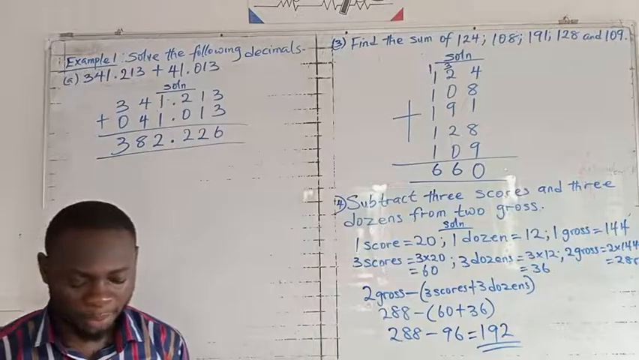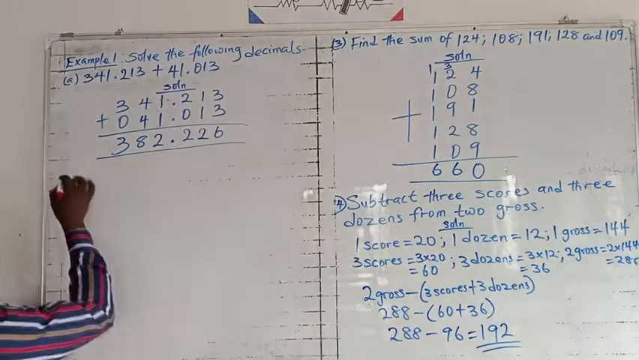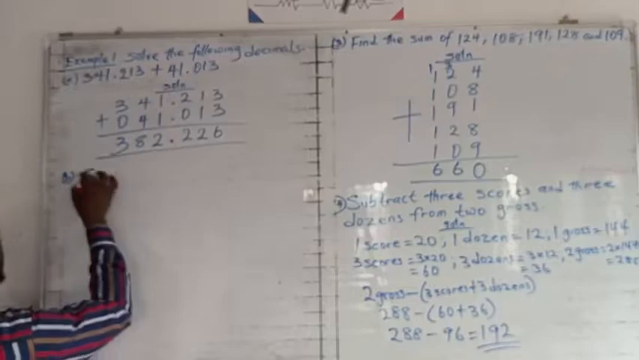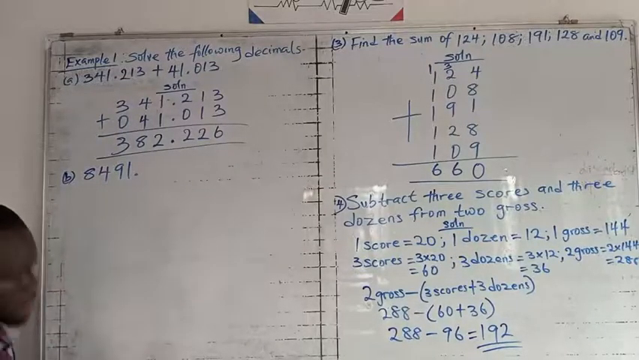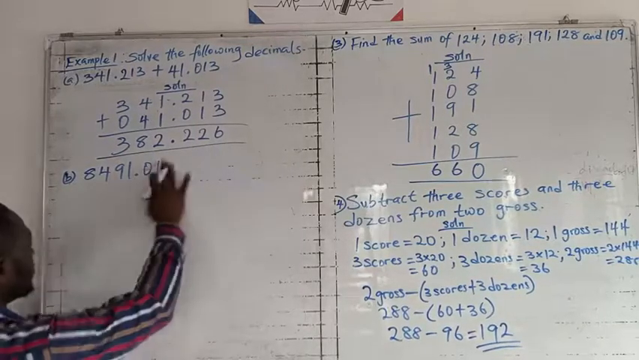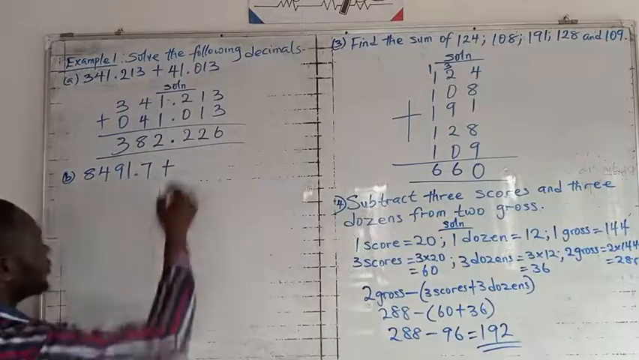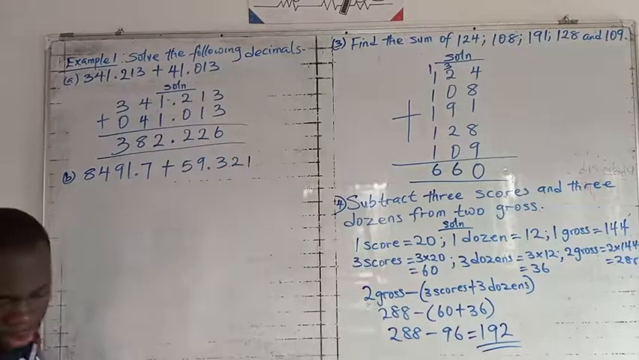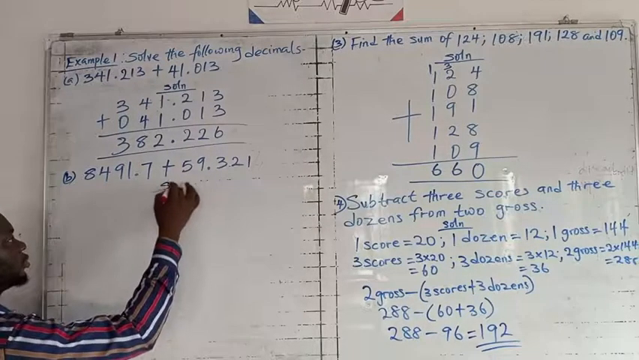Just arrange them properly. Okay? Now let's look at number 2, that's B. Let's say 8,491.01, or rather, let's say 0.7 plus 59.321. Okay? Let's solve. Solution.